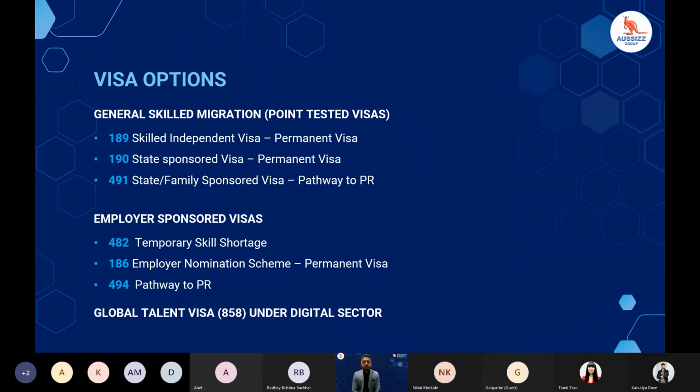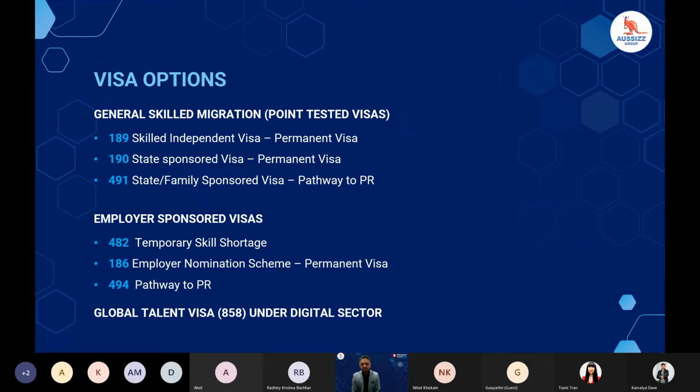Visa options for IT graduates that lead to permanent visas are general skilled migration, which are point-based visas. That's what we can expect. Subclass 189, skilled independent visa, is a permanent visa, which is completely based on points. So you need a minimum of 65 points, and then the department conducts an invitation round every 3 months, starting from January, then April, then July, and then October. So there are 4 rounds in a year.